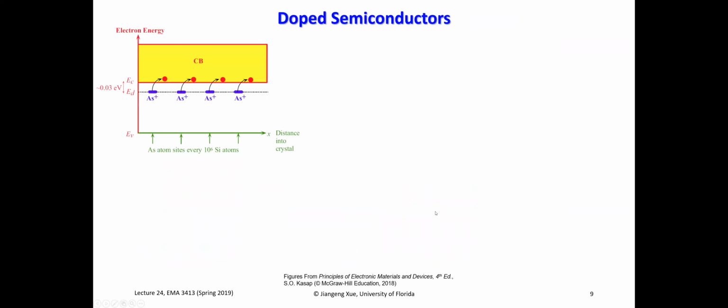So in the doped semiconductor, the donor impurities will contribute electrons to the conduction band, and the energy levels of the donor states are going to be relatively close to the conduction band edge, only within 1 or 2 kT.